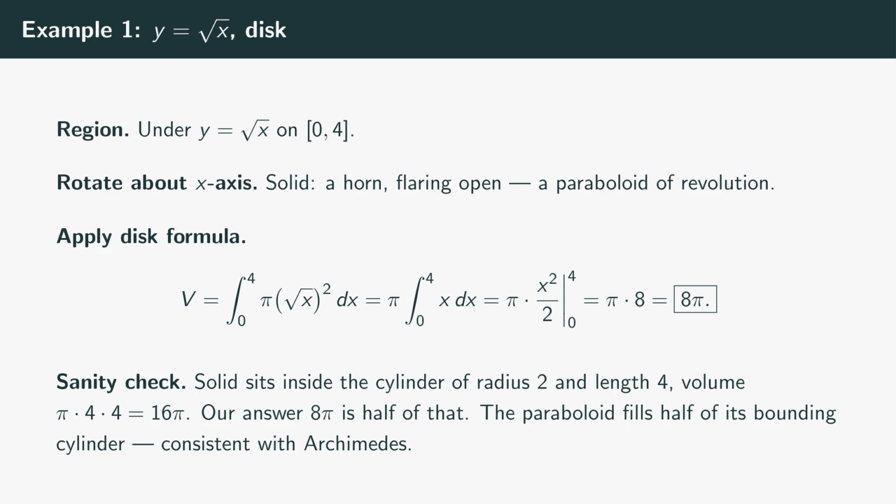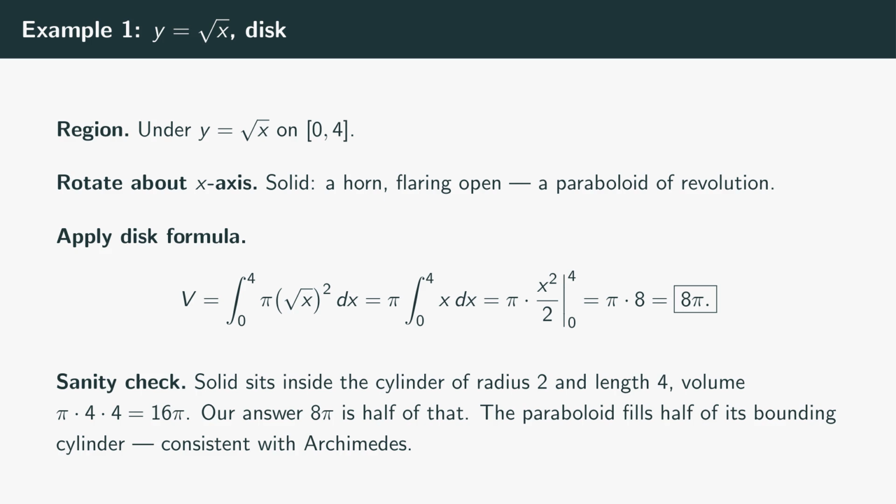You get a 3D solid shaped like a horn or trumpet bell, flaring from a point at the origin out to a disk of radius 2 at x equals 4. This is a paraboloid of revolution. Disk formula. V equals the integral from 0 to 4 of pi times f of x squared dx, with f of x equals the square root of x, so f of x squared equals x. The integral becomes V equals pi times the integral from 0 to 4 of x dx. Antiderivative of x is x squared over 2.